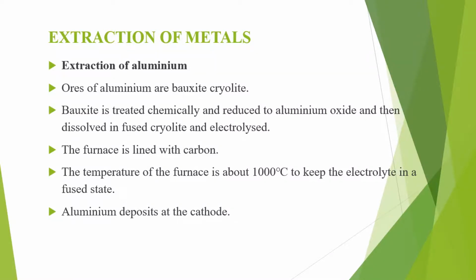Next is extraction of aluminium. The aluminium ore is bauxite. So this ore, bauxite, is treated chemically and reduced to aluminium oxide, and then it is dissolved in the solution of fused cryolite and the electrolysis process takes place. The furnace used will be lined with carbon and the temperature of the furnace is about 1000 degrees Celsius to keep the electrolyte in the fused state. Aluminium will get deposited at the cathode.